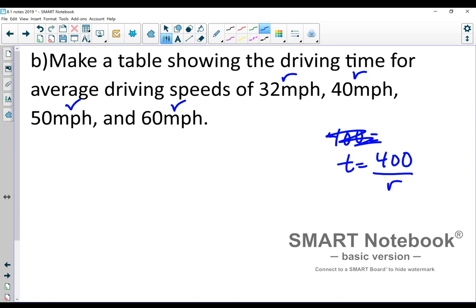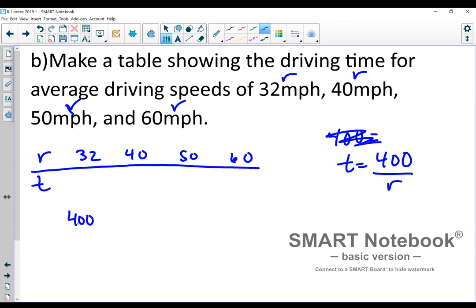So we're going to start with these, and then we're going to solve and figure out how much time it takes. So I'm going to make a table for r and t. And r is those values, 32, 40, 50, and 60. And now I'll solve for t. So for the first one, this would be 400 divided by 32. And that's going to give me about 12 and a half, 12.5. We'll just use decimals here.